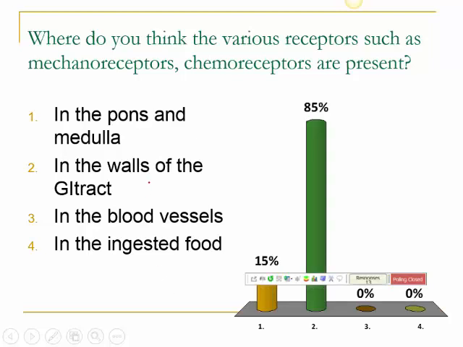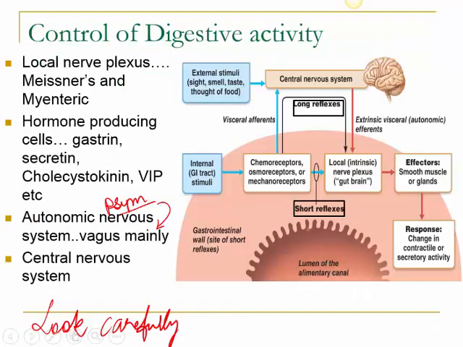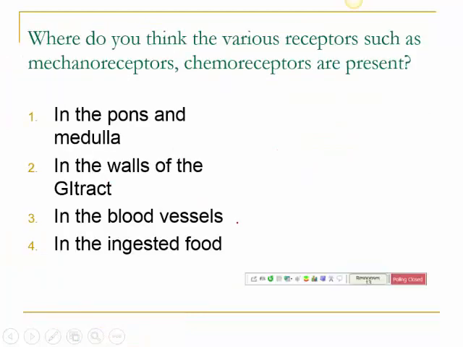Very good. In the walls of the GI tract. These receptors can't be in the pons and the medulla. Remember I said that these receptors are the ones, when food gets in here, that stimulates these receptors, and that's how they send signals either locally or to the central nervous system. So they have to be in the walls of the GI tract, okay? So all of those receptors are in the walls.